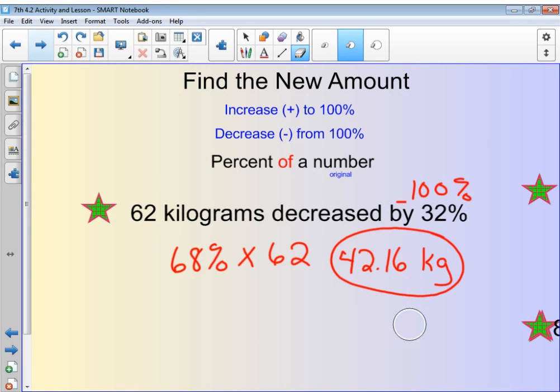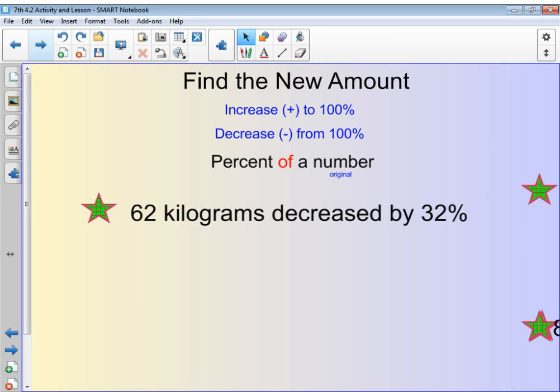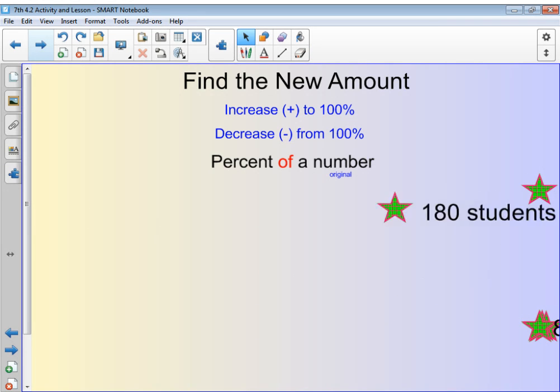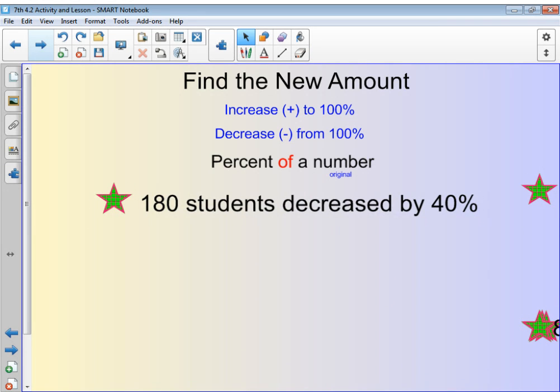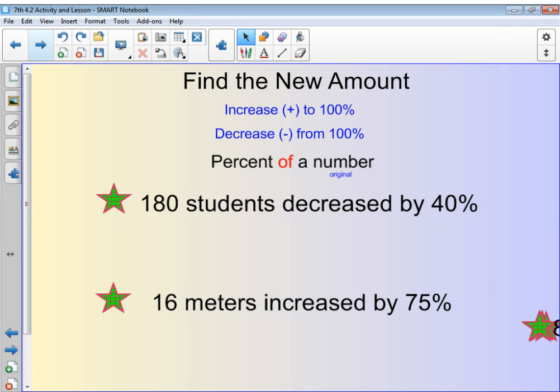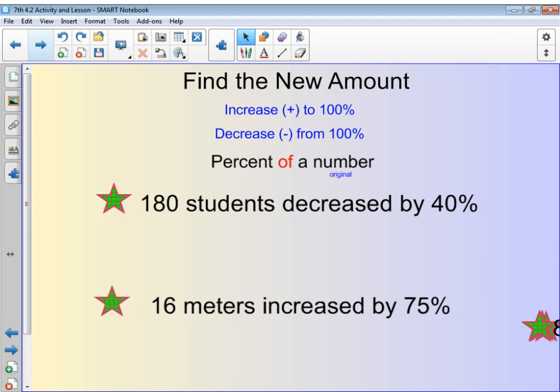Okay, so I'm going to give you guys two to try on your own. Okay, so try these two. Remember, if it says decreased, you subtract from 100. And if it says increased, you add 100. So go ahead and pause your video and work your way through these two.